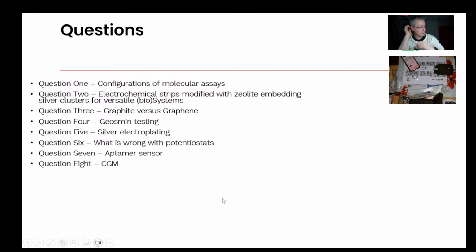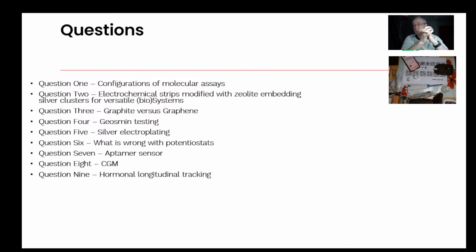Also CGM. A company in Asia is looking to get into continuous glucose monitoring. I basically think that their strategy is slightly going backwards, when in fact it's always good to go forward. So I'll try and give my thoughts on that.